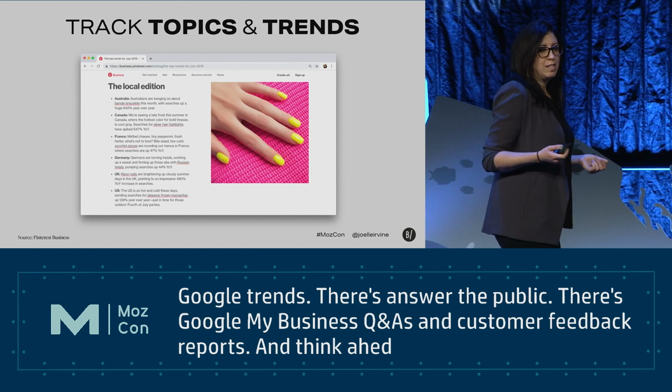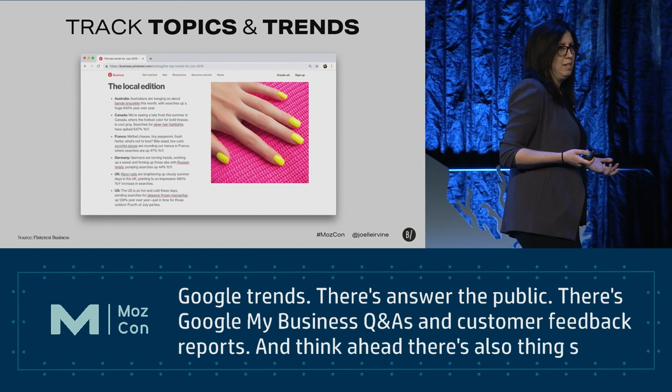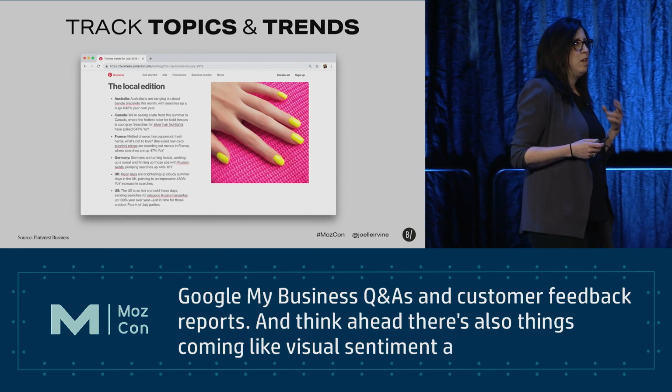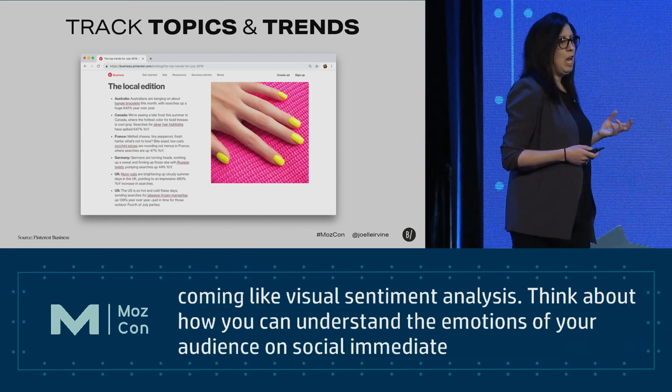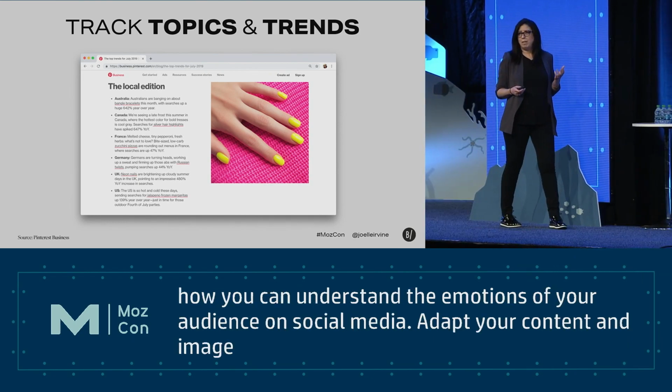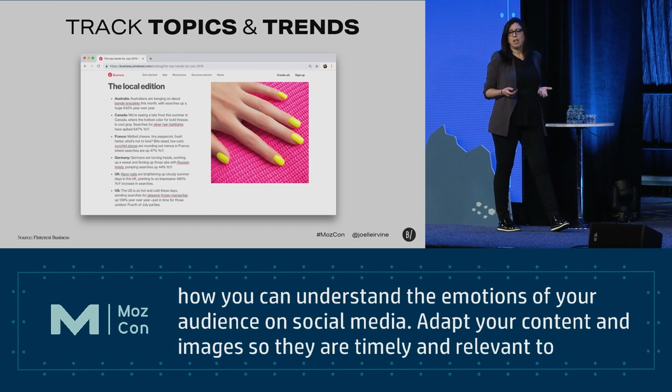There's also things coming like visual sentiment analysis. Think about how you could understand the emotions of your audience on social media. Adapt your content and images so they're timely and relevant to your audience to improve discovery and engagement.